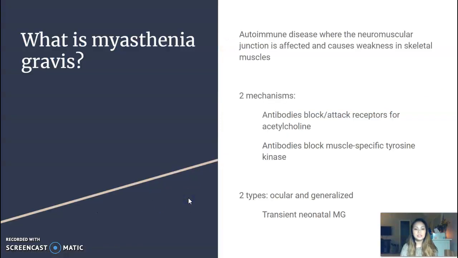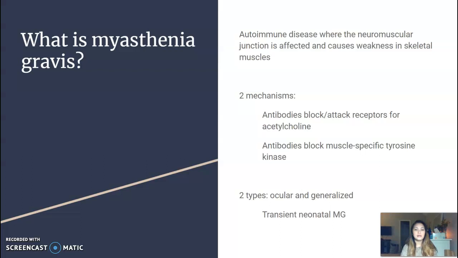To begin, I just wanted to give you guys a quick overview of what Myasthenia Gravis is. It's an autoimmune disease that affects the neuromuscular junction and causes weakness in the skeletal muscles. It is considered a rare disease. It only affects 14 in every 100,000 people, but it does affect women more frequently than men. And it does have two different mechanisms, the first of which is much more common than the second.